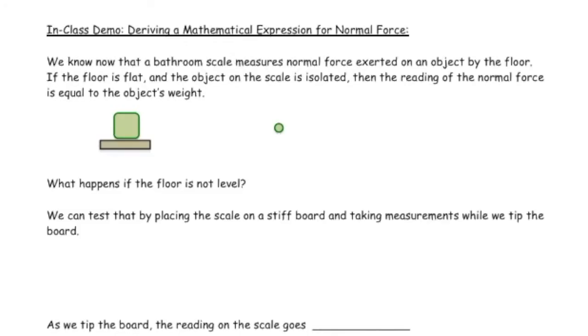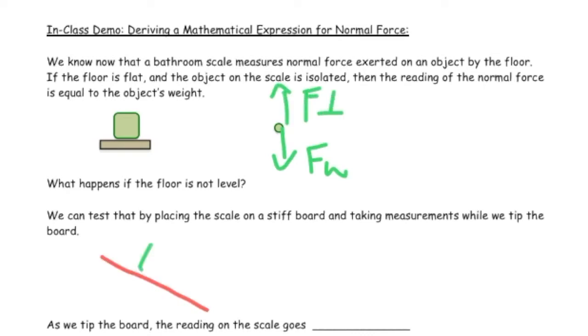We know that a bathroom scale measures the normal force exerted on an object by the floor. If the floor is horizontal and flat, and the object on the scale is isolated, then the reading on the scale is equal to the object's weight. What happens if the floor is not level? We can test that by placing the scale on a stiff board and taking measurements as we tip the board.